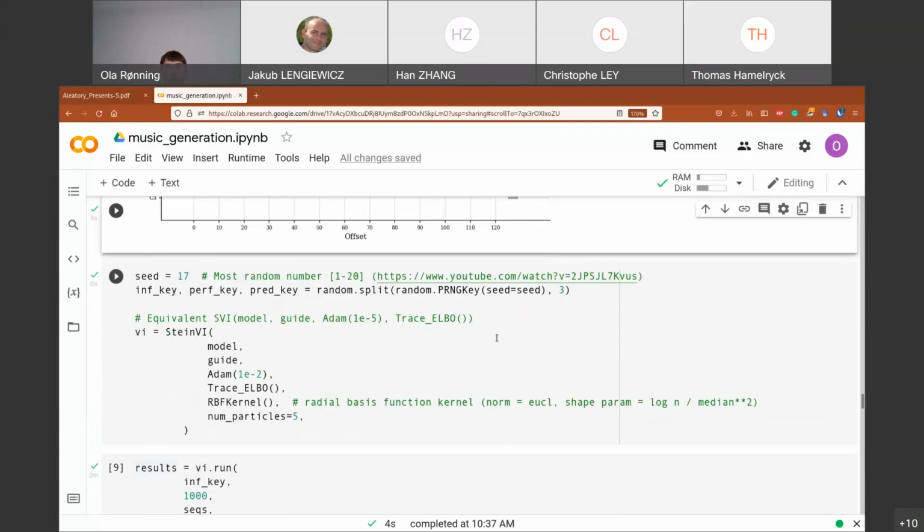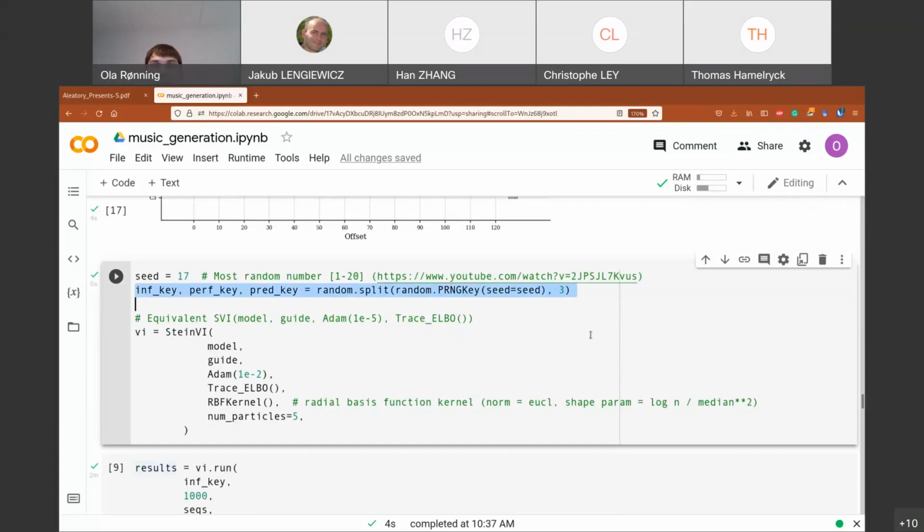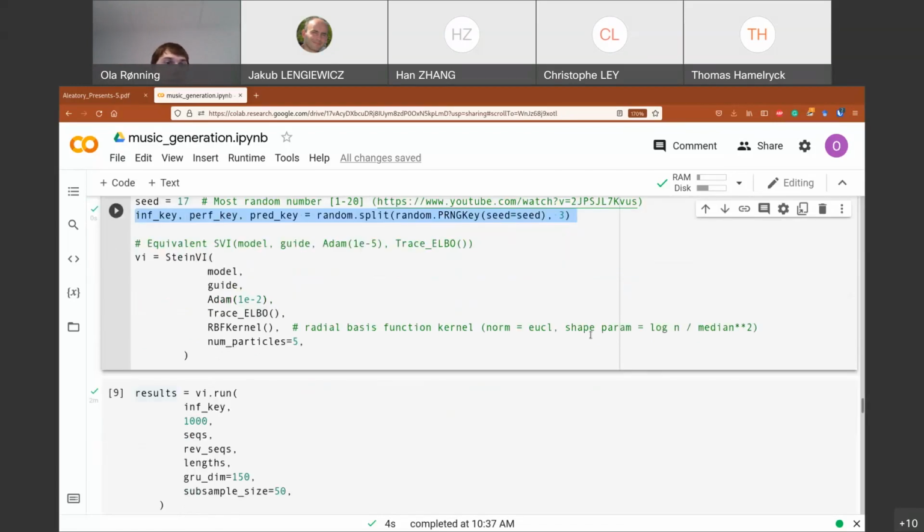In JAX, we're explicit about the state of the random number generation. This might be unfamiliar if you come from something like Pyro or Stan or other PPLs, where this is handled in the background, but in JAX we have to explicitly say what the state of the random number generation is. So with a model defined and a guide defined, we can instantiate our variational inference here. So this is going to be Stein. So this is ELBO-within-Stein.